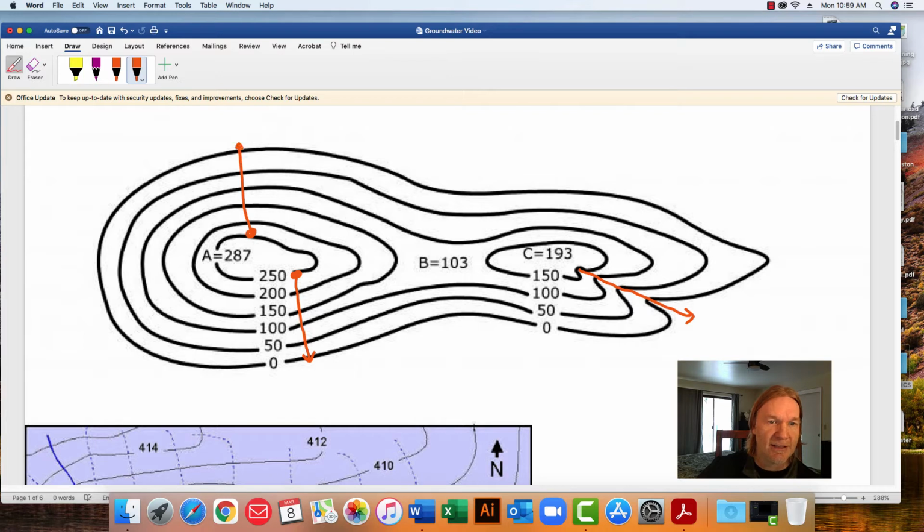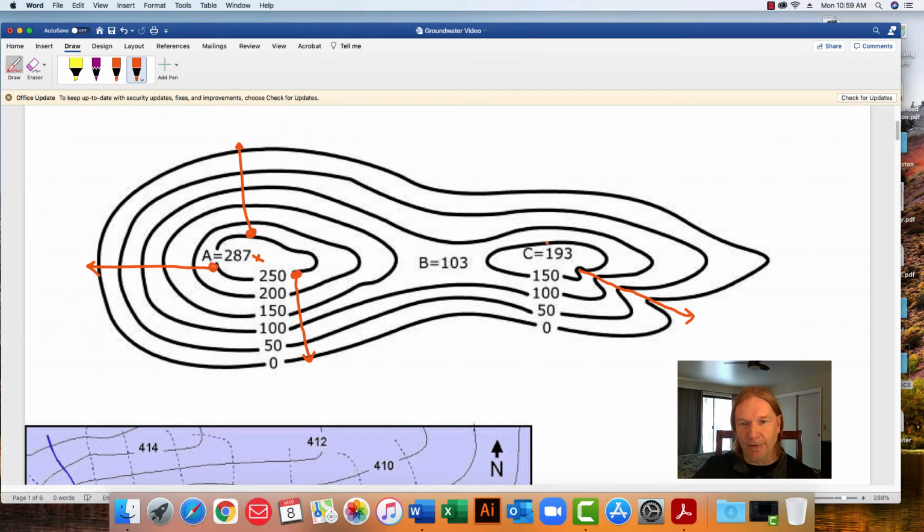And that makes sense, right? Here's the peak of the hill. Water's going to drain off in all directions away from the peak and perpendicular to the contour lines like that.